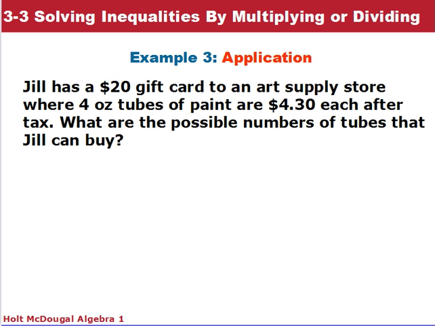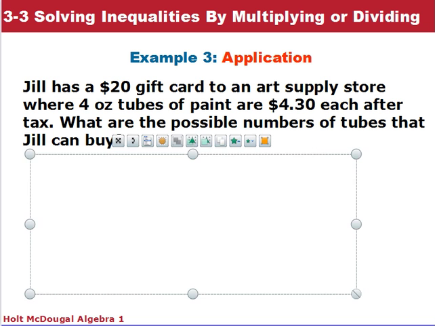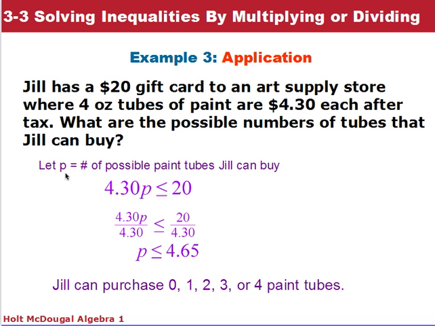Our last example: Jill has a $20 gift card to an art supply store where 4-ounce tubes of paint are $4.30 each after tax. What are the possible numbers of tubes that Jill can buy? Keep in mind, Jill cannot buy partial tubes. So with any story problem, let's define our variable. Let p equal the number of paint tubes Jill can buy.